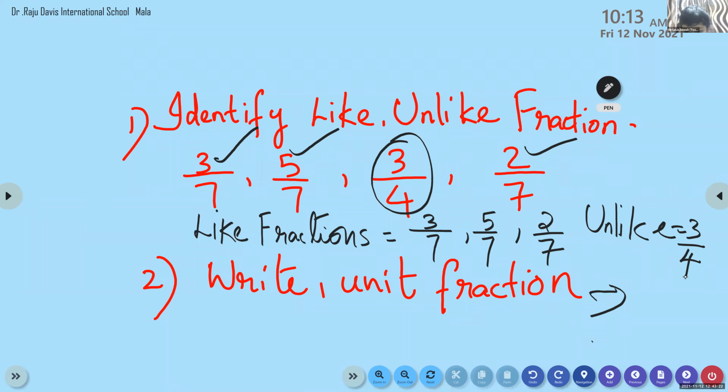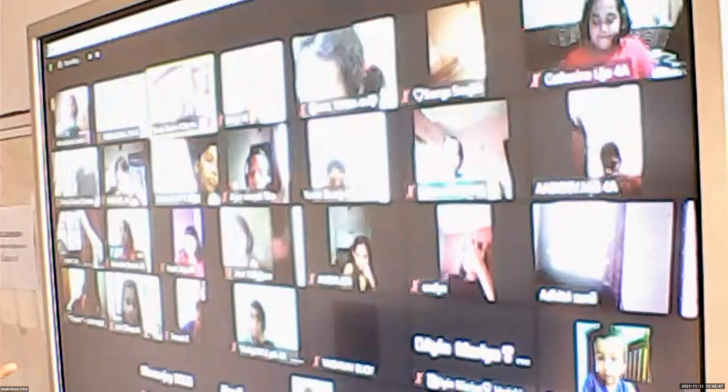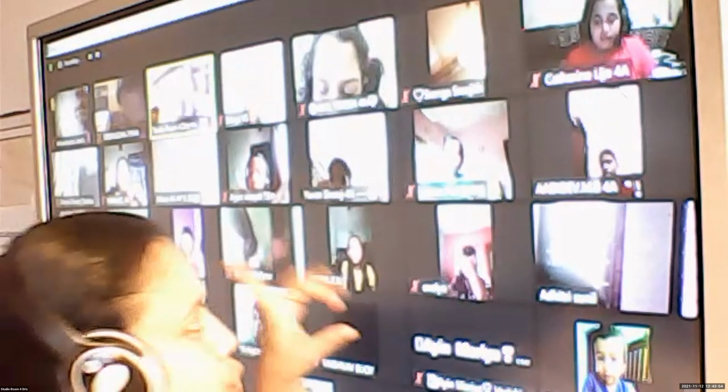1 by 4. Somebody told me 1 by 4, 1 by 7. Okay, any example you can write. 1 by 9, or 1 by 7, no problem. You can write 1 by 3, anything you can write. So children, did you get that? Correct answers? Like fraction with same denominator and unlike fraction with different denominators. And what is unit fraction? Fraction with a numerator equal to 1.